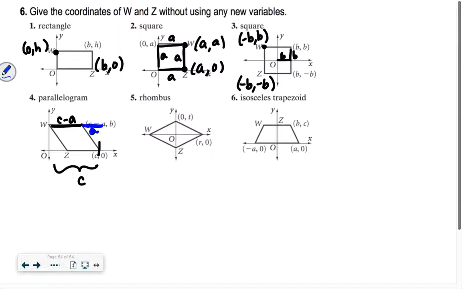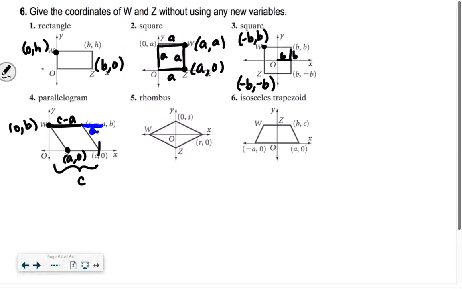Okay, so let's try this. So what should Z be? What do you think? A comma 0. Yes, A comma 0. Good job. Because we're going to go over that same amount because the lines are parallel, right? It's like the slope is the same. All right, how about W? 0 comma B. It goes up to a height of B. That's a hard one.